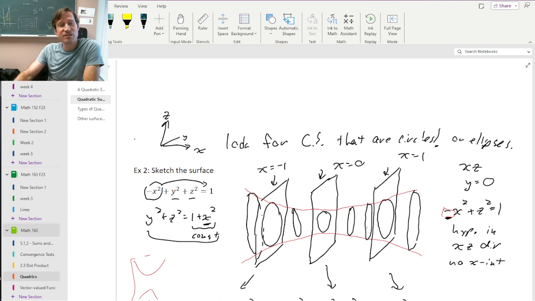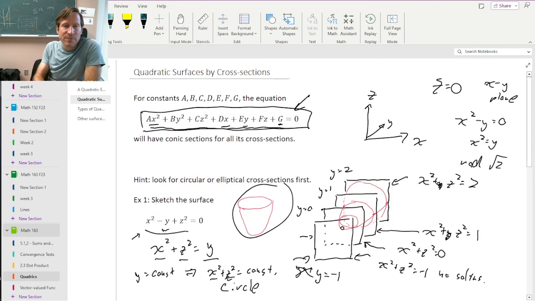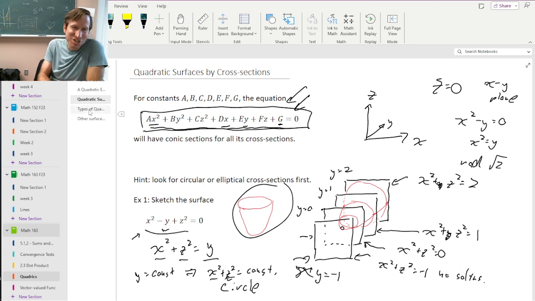There are a few other kinds of shapes that you can get. So let's just have a look at those. You don't need to memorize these. So again, the point of looking at these surfaces is just to see what can happen, so that if you have some quadratic equation and you want to have some idea of what it looks like, looking at cross-sections can tell you, but if you know what the possibilities are, you don't have to look at as many cross-sections. Okay, so it's just good to know what the possibilities are.